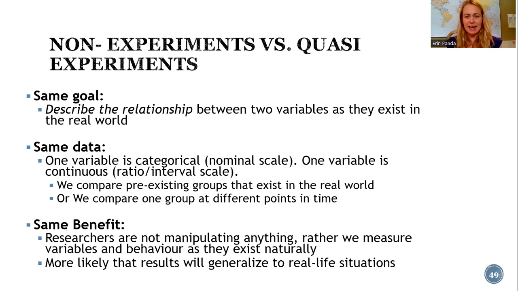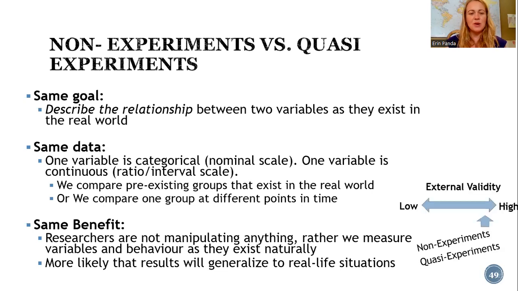We've got the same kind of data, so we're comparing groups of kids or a group of kids over time, and one variable is used to group the children, using the nominal scale, and the other variable is measured in a more continuous way using the ratio or interval scale. This kind of design also has the same benefit. Because we're not manipulating anything, we're measuring kids in a program that they would receive in the real world. It's more likely that our results are going to generalize to other situations that also exist in the real world. So both of these designs are quite high on external validity.